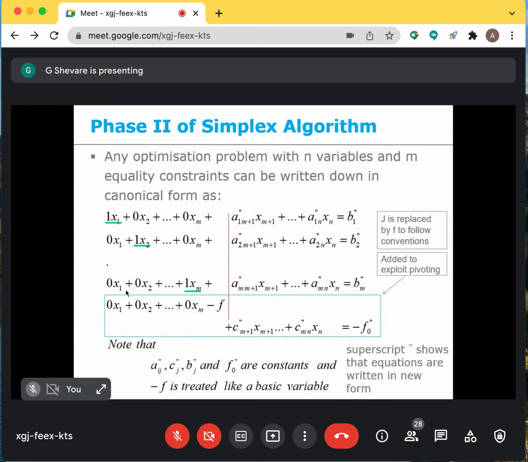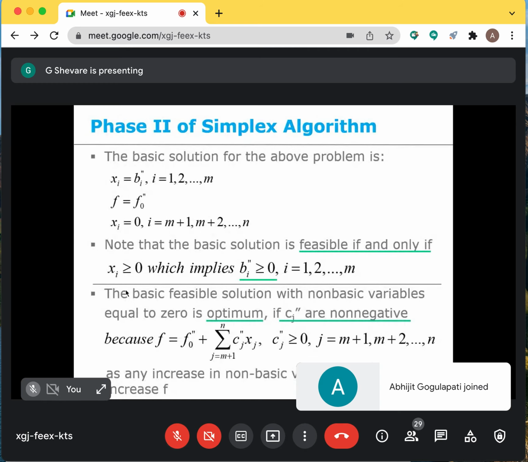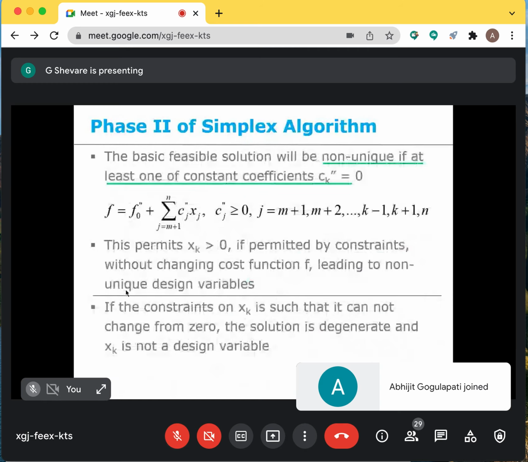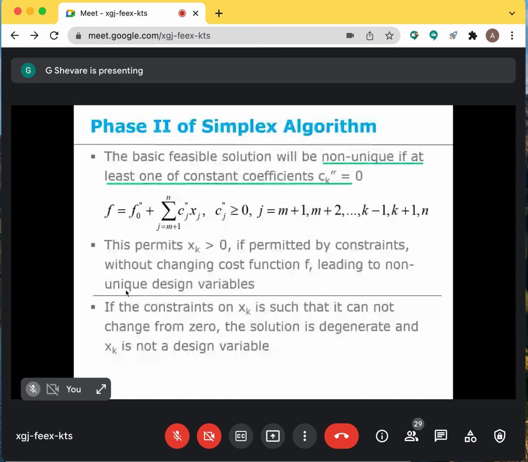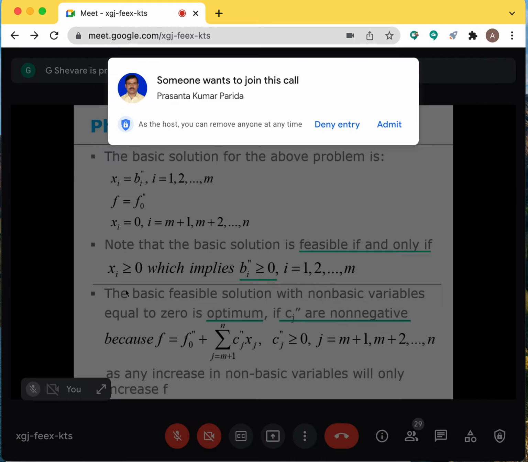x1, for example, will be b1, x2 will be b2, etc. And f will be f naught, and like that. Note that the basic solution is feasible if and only if xi is greater than or equal to 0, which does not necessarily happen. While you're doing the operations, it may so happen that bi may turn out to be positive or negative. If it is positive, it is fine.